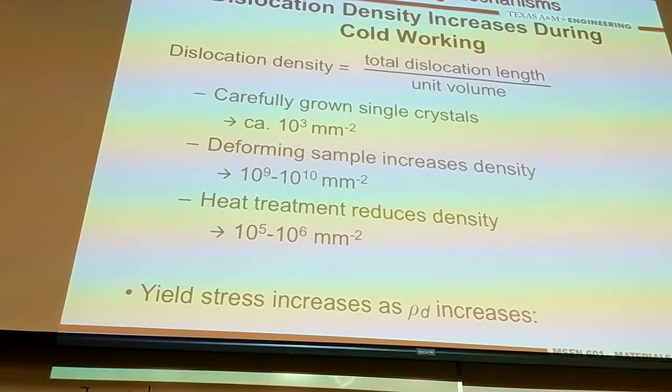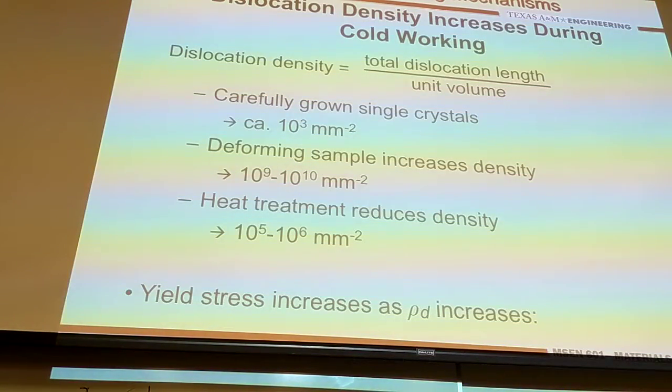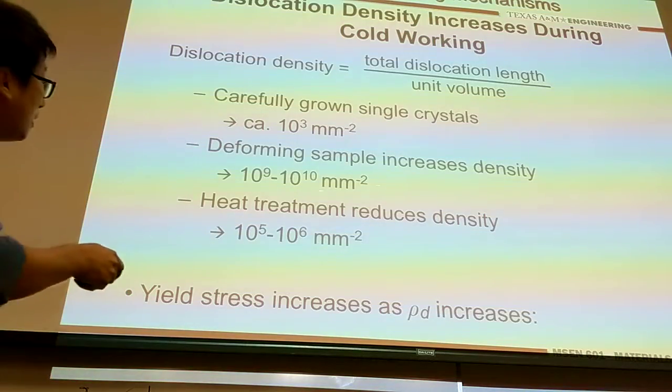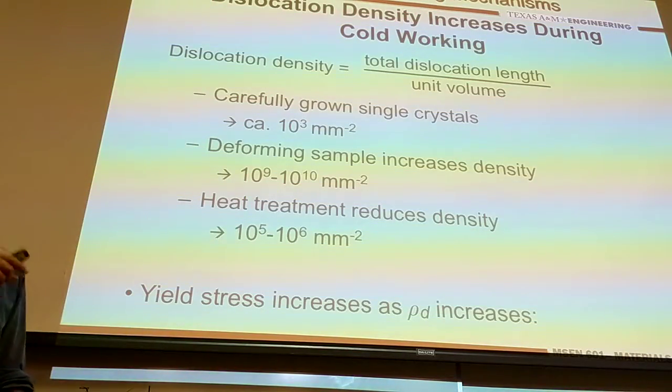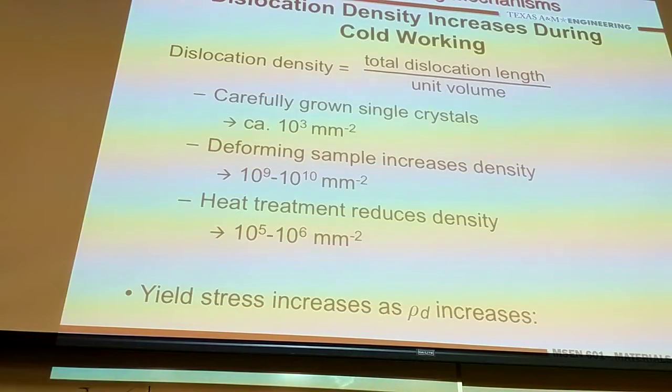Now, check out this form and these numbers. For a carefully grown single crystal, even though it's not perfect, the density is around 10 to the third, which is 1,000 per square millimeter. But after cold work, very often you can reach 10 to the 9 to 10 to the 10, which is 1,000,000 times the original density. There are a lot of dislocations packed in. These two numbers clearly show the reason why we're emphasizing this.